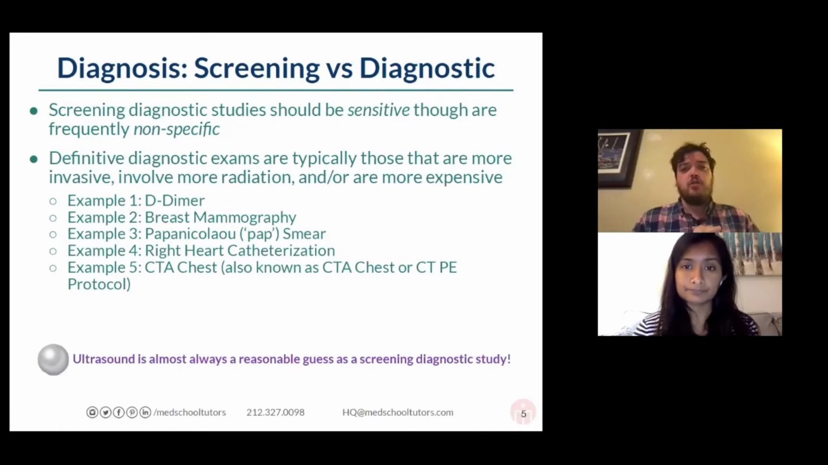And the clinical pearl that I have for this slide, for Step 1, Step 2, Step 3: very frequently, ultrasound is almost always a reasonable guess as a screening diagnostic study. It's cheap, readily available, very reliable, and it exposes the patient to no radiation. Sana, do you have any thoughts about any of the radiographic things I just talked about?